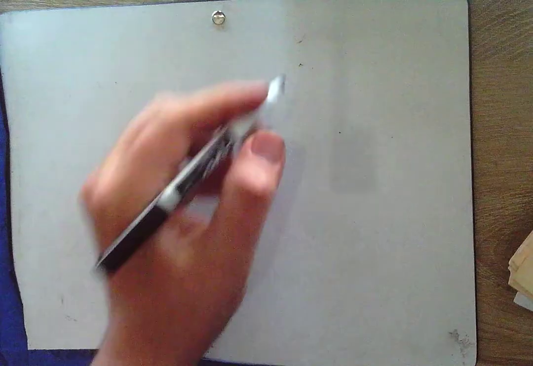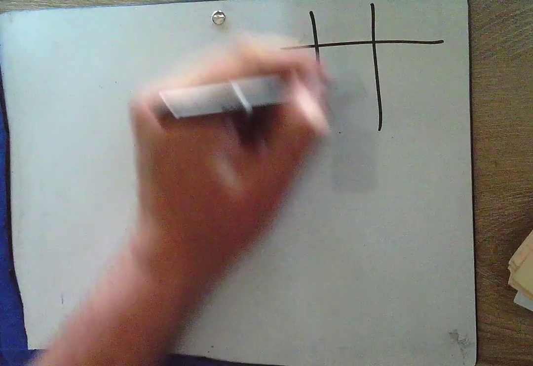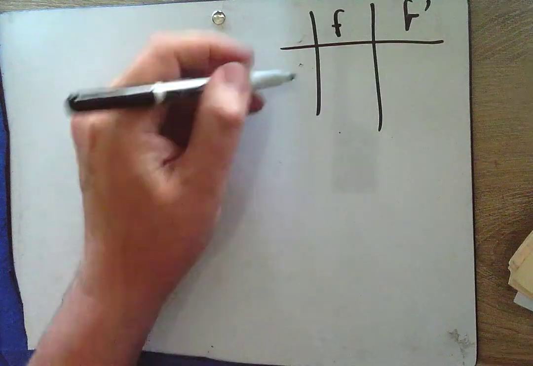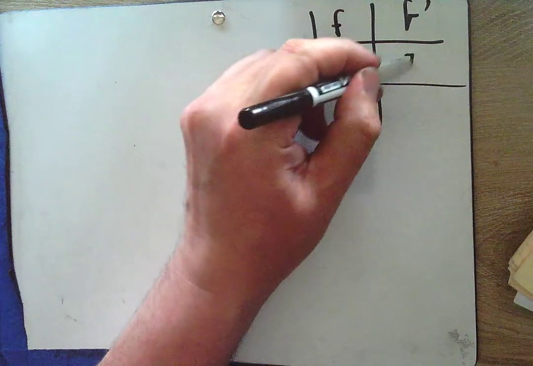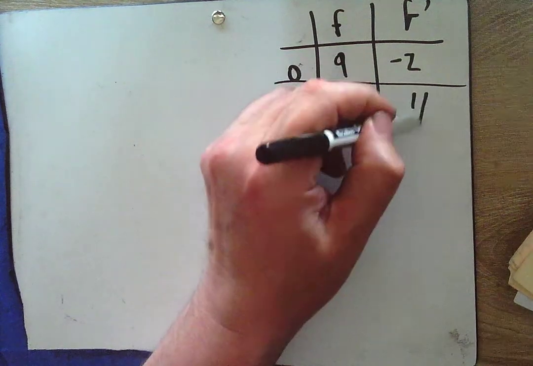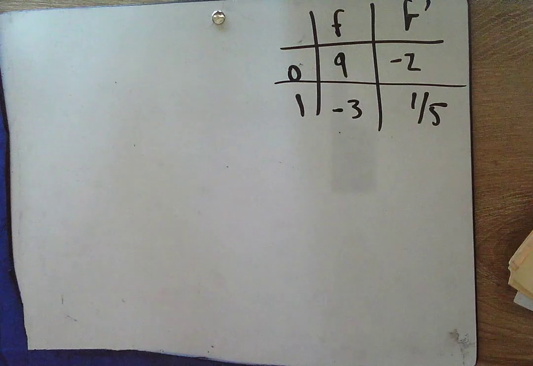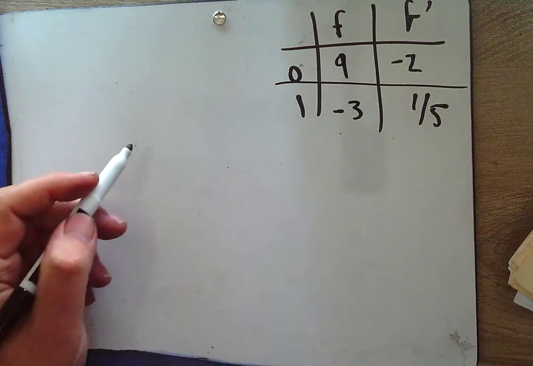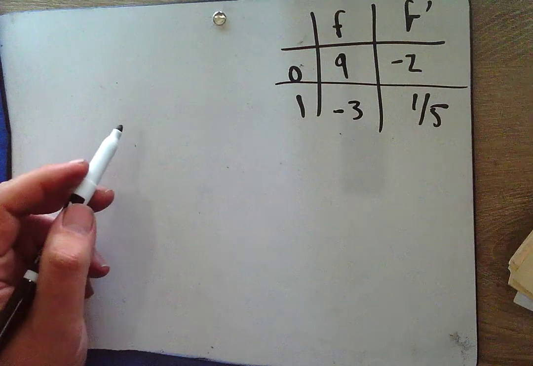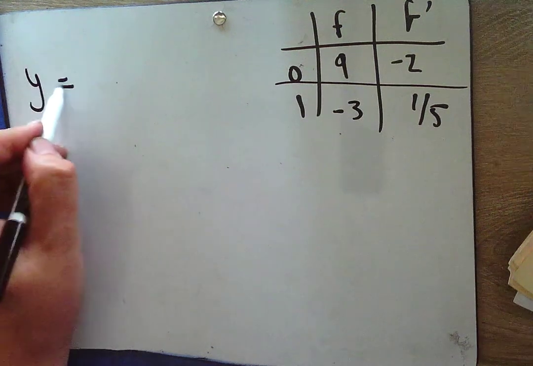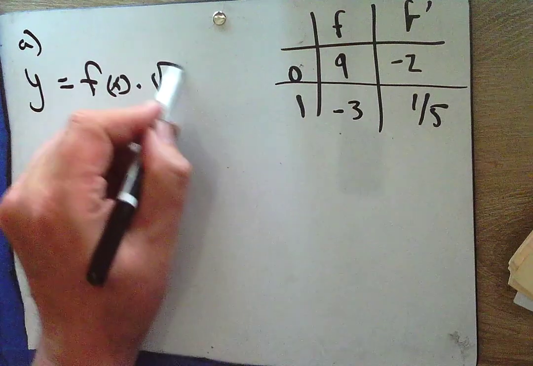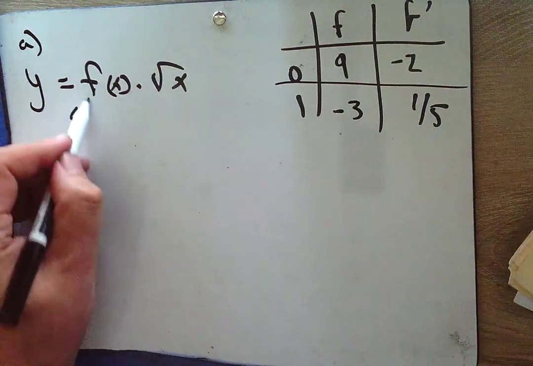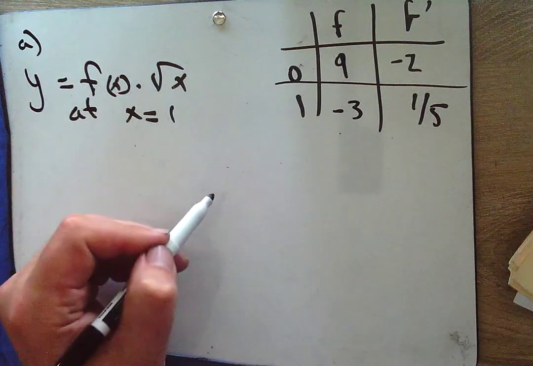Station 6. Ooh, this one comes with a table. The table here says f and f inverse, 0 and 1. We've got 9, -2, and -3, and 1/5. So, use the table to the right to find the first derivative at the given point. So, I'm told in part A that y is equal to f of x times square root of x, and I want to know the derivative at x equals 1.